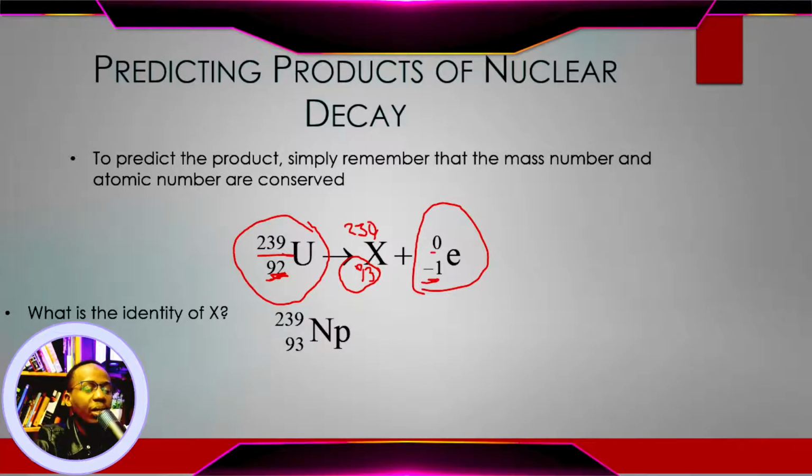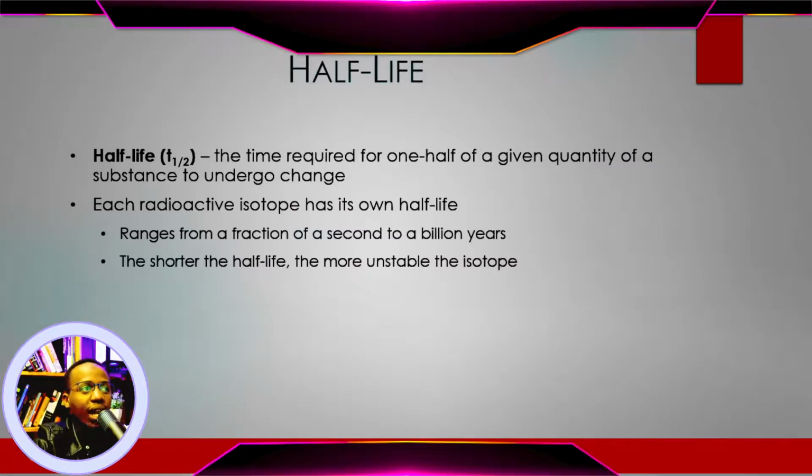Very, very easy, but that's something that you need to know how to do. Now, another thing that we need to know how to do is find the half-life. What's the half-life? The half-life is the time required for 1/2 of a given quantity of substance to undergo change. What does that mean? It means that a half-life is the time required to lose 1/2 of anything.